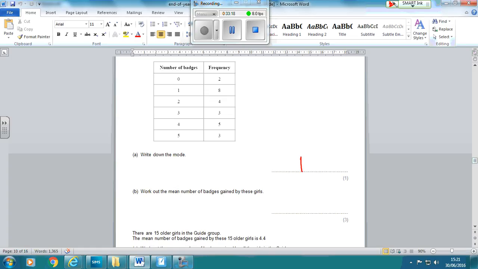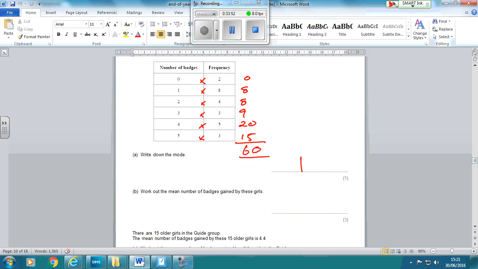Now the way we work out the mean is we need to multiply them together. So 0 times 2 is 0, 1 times 8 is 8, 2 times 4 is 8, 3 times 3 is 9, 4 times 5 is 20, 5 times 3 is 15. And then we've got to add those up. That's going to be 35, 46, 54, 62. Have I done that right? 35, 44, no I haven't, sorry, 44, 52, 60. That sounds a bit better.